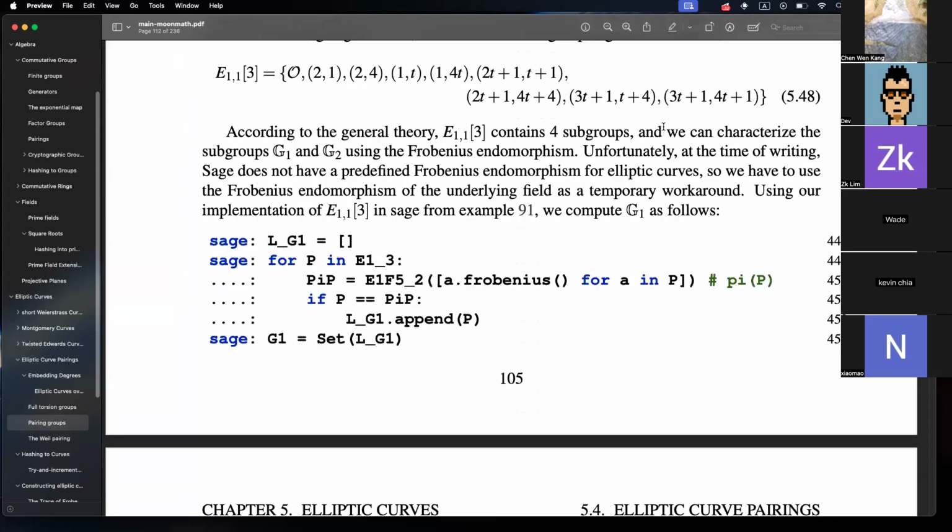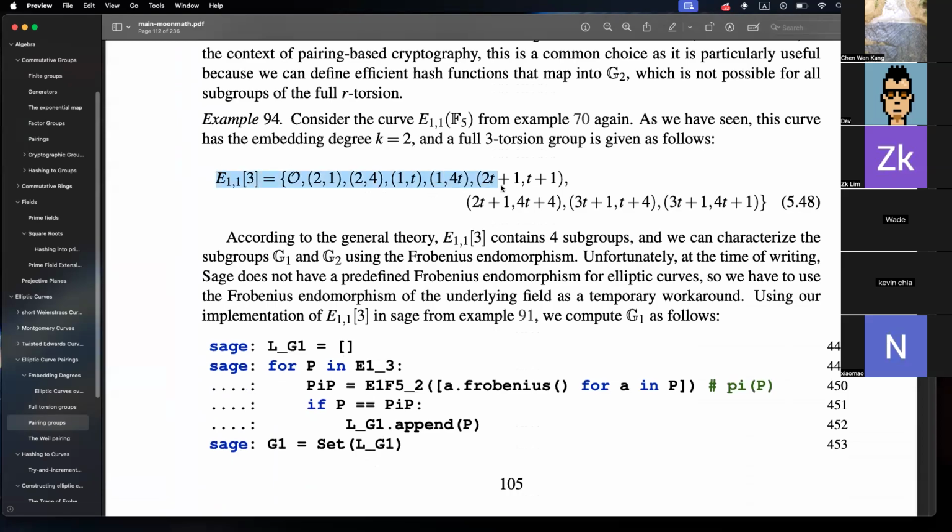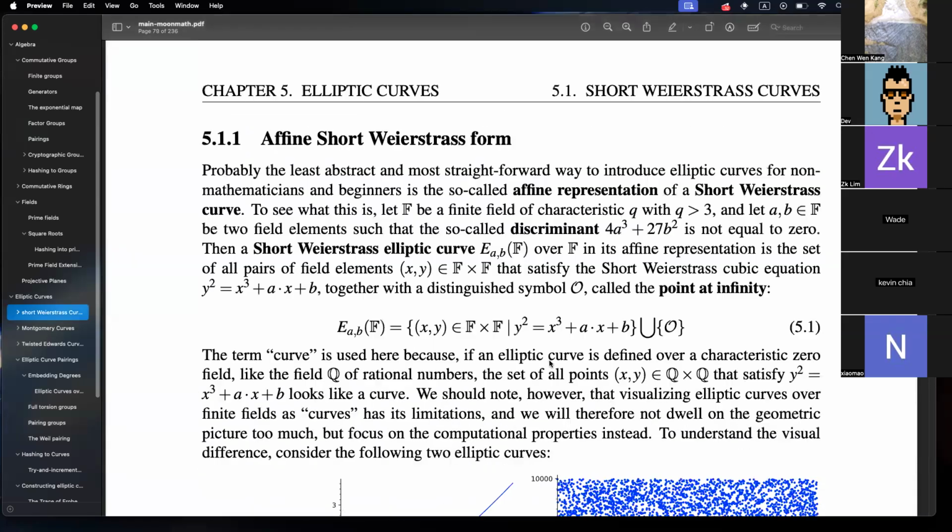Any questions? This is actually E11. So using this example, this is the r-torsion of elliptic curve E11. These are the parameters for your elliptic curve, specifically the parameters for the short Weierstrass curve here. Let me just point out A and B for this formula.